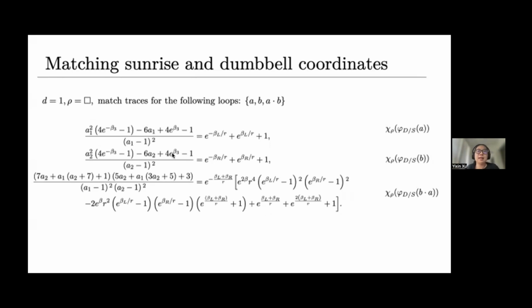As you can see in the example here, even in 1D, solving for the exact relation between A1, A2, beta 3, and beta L, beta R is already a bit complicated. But you don't have to worry about it, because later we're only worried about matching the two sides. So we'll basically try to solve the matching between the two sides in a 1/R expansion. And R is the parameter that is supposed to go to infinity in the thermal flat limit.